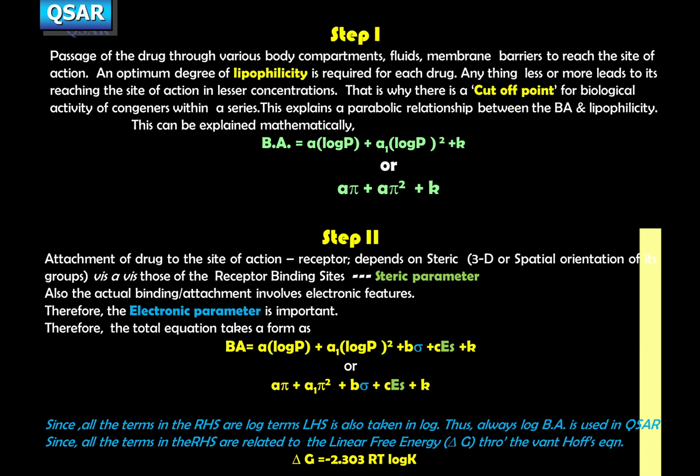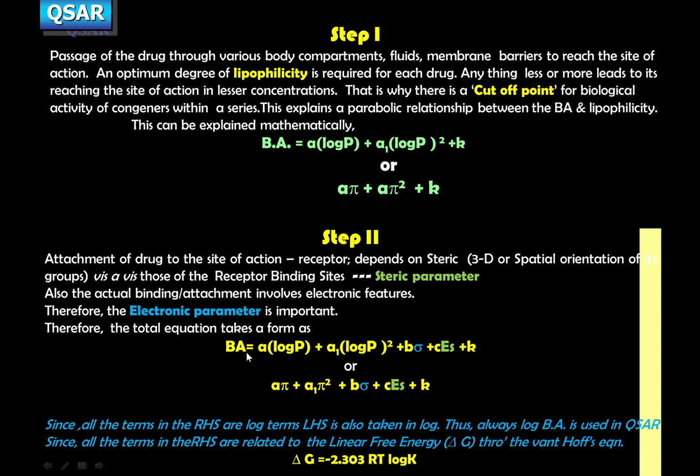Then the other step: after reaching the site of action, it has to orient properly by virtue of its steric properties, and it has to bind properly and interact with the receptor by virtue of its electronic properties. So to this above relationship of biological activity as a function of A log P plus A1 log P square, we can add two more terms, and these are sigma, that is the Hammett constant, and the steric constant, Taft steric constant.